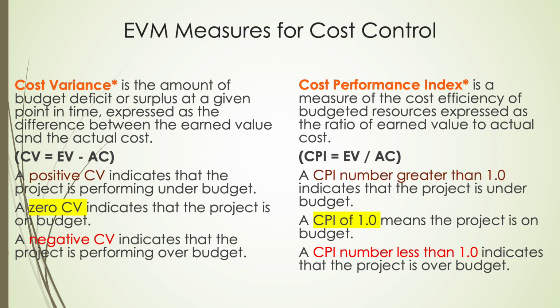Cost performance index measures cost efficiency. A CPI greater than 1.0 means we are getting more value for our money, very efficient. A CPI of 1.0 means we are exactly on track, efficient but no margin. A CPI less than 1.0 means we are spending too much for the work done, not efficient. Both CV and CPI help us catch cost issues early, so we can adjust and keep the project healthy.